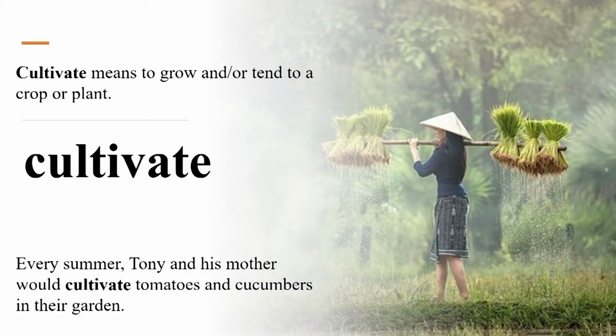Our next word is cultivate. Repeat after me. Cultivate. Cultivate. Cultivate means to grow and or tend to crops or plants. Let's use it in a sentence. Every summer, Tony and his mother would cultivate tomatoes and cucumbers in their garden. I absolutely love tomatoes and cucumbers. Me too, especially when I cultivate or grow them myself.